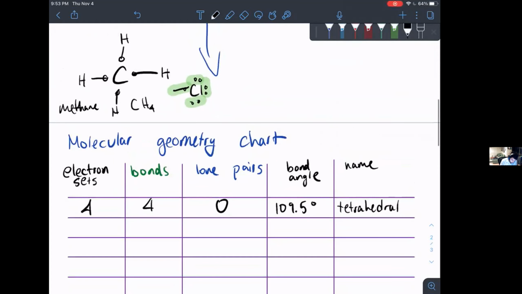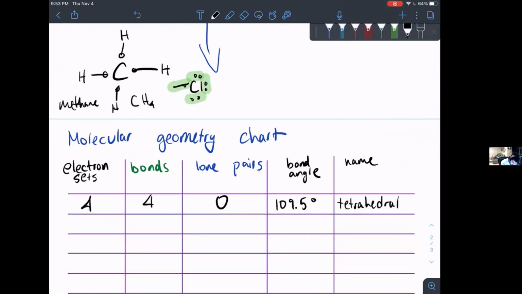So the next thing we'll look at is our picture of ammonia, NH3. N has 1, 2, 3 bonds to hydrogen and 1, 2 electrons, which form a lone pair. So we have 1, 2, 3, 4 sets again. But this time we have only 3 bonds and 1 lone pair. Bond angle is still 109.5. All we do is remove 1 hydrogen off the top and change it to a lone pair. And as I said before, this is going to be pyramidal.